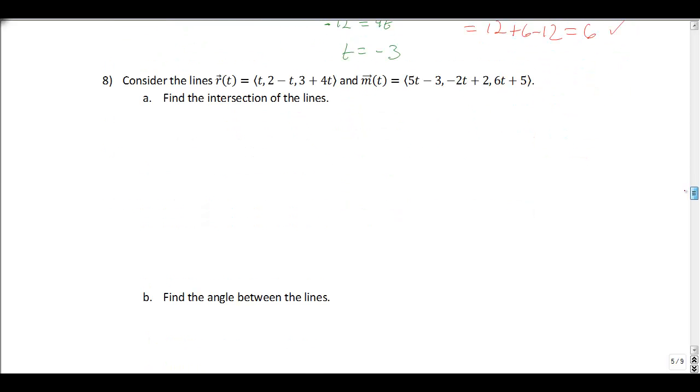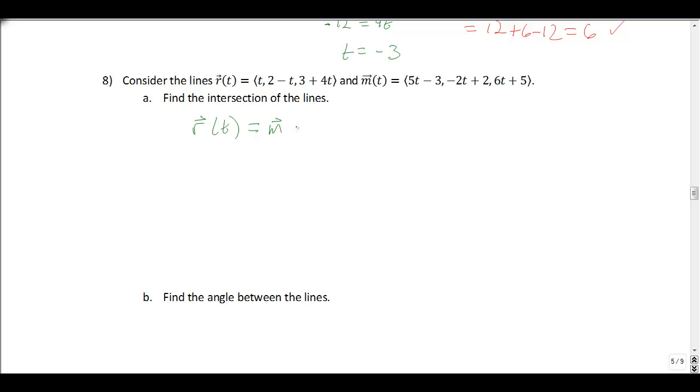Okay, next one. Consider the lines r(t) = (t, 2 − t, 3 + 4t) and m(t) = (5t − 3, −2t + 2, 6t + 5). We want to find the intersection of the lines. That intersection is a point on both, so we're going to set r(t) equal to m.